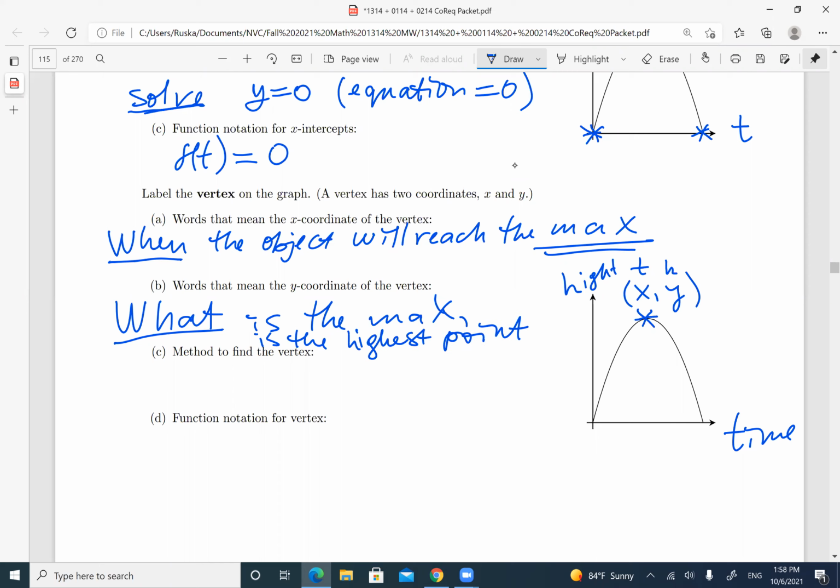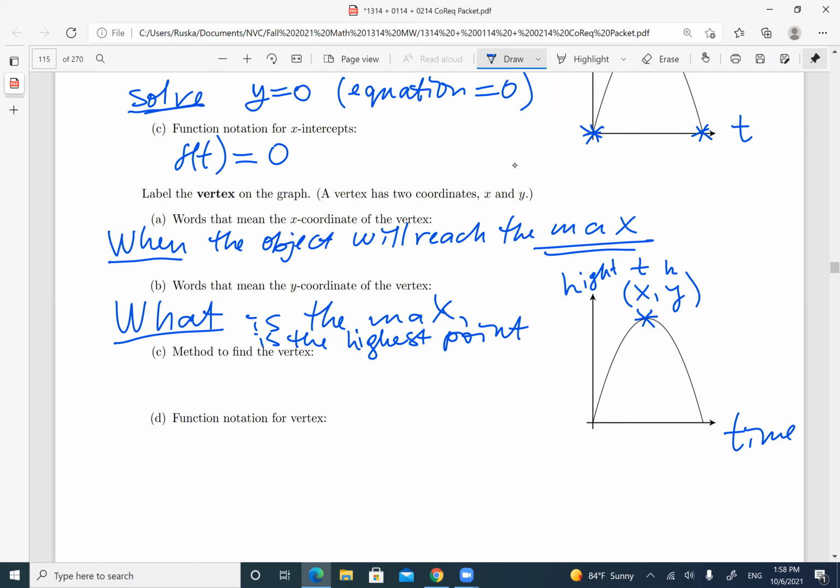So when they're asking you what is the highest point, what is the maximum on the graph, when it's going to reach the highest, the maximum point, then they're going to ask you for the y coordinate of the vertex. And when they're asking "when," which is related to the time, it's going to be when the object is going to reach the maximum or the highest point. Make sense?